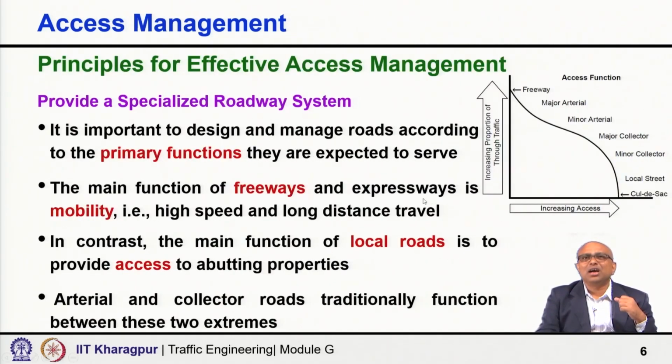So, when we are trying to do access management, the very important thing is what is the functional classification of the road, how much should be the focus on access and how much focus should be on mobility. Accordingly, do the access management, and in a way also do the mobility management, both. So, provide a specialized roadway system. You know, for a given road, what is the function of that road, and accordingly decide what should be the access management.